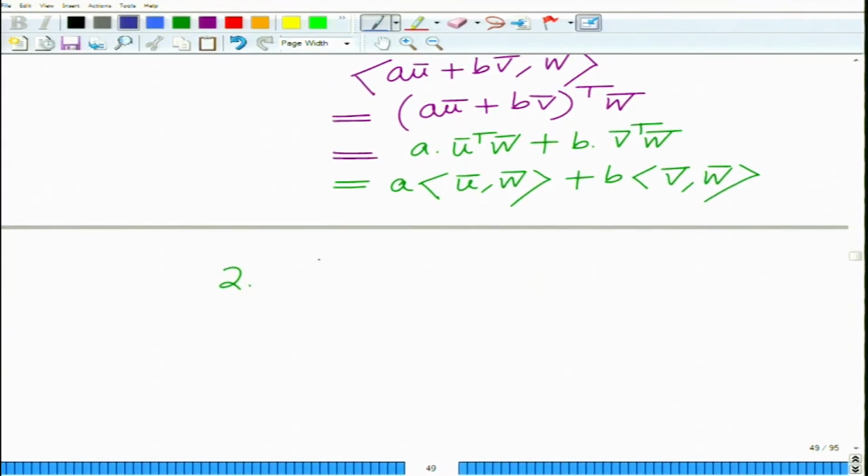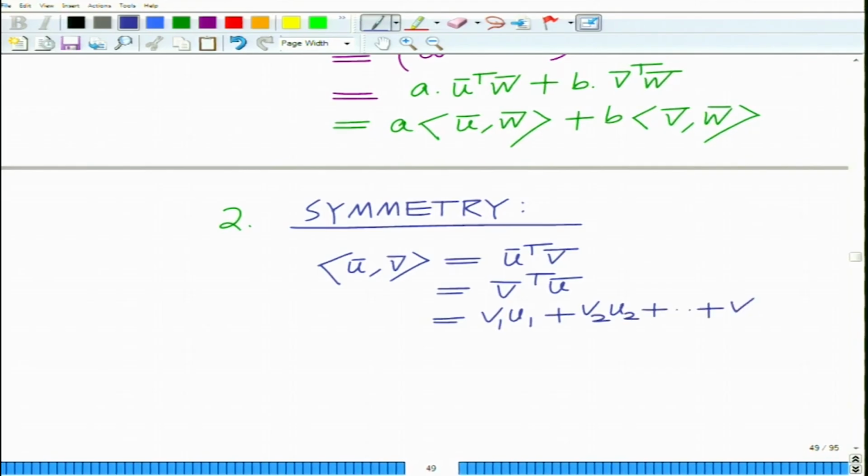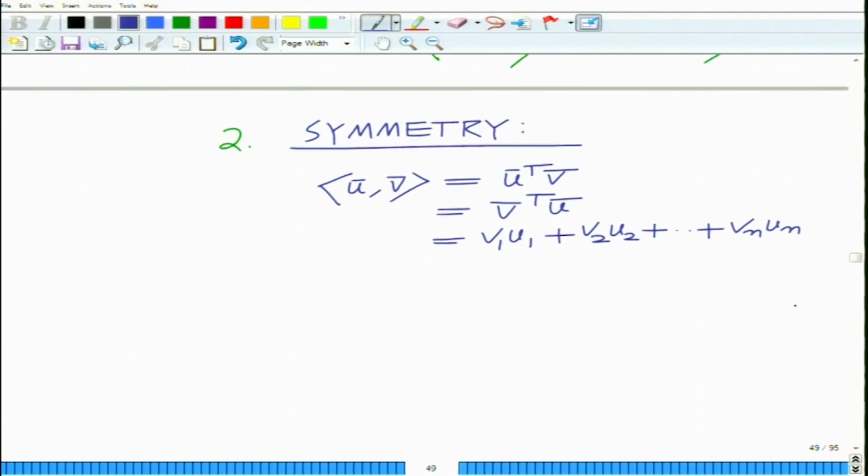Now coming to the symmetry property, we have u bar dot product v bar, which is equal to u bar transpose v bar, which is basically the same as v bar transpose u bar, which is v1 u1 plus v2 u2 plus up to vn un, which is v bar dot u bar, and so it satisfies the symmetry property. Now we have to look at the positive semi definiteness.